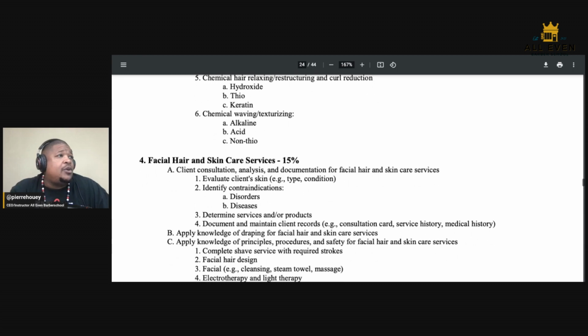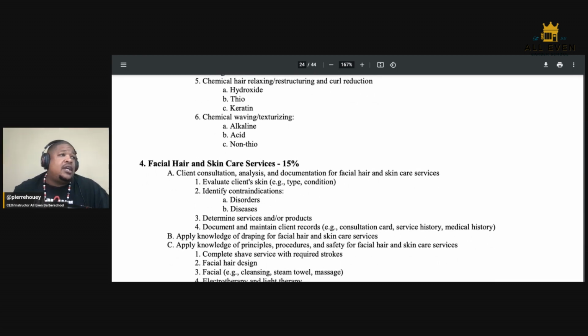All right. 5, chemical hair relaxing, restructuring, and curl reduction. 3 of those, hydroxide, thiol, and keratin. Those can get technical as long as you just break those down into small components, small scientific components. You're not going to have a problem learning that one and retaining that one. Okay. But they do require an accelerated, an extended amount of study.